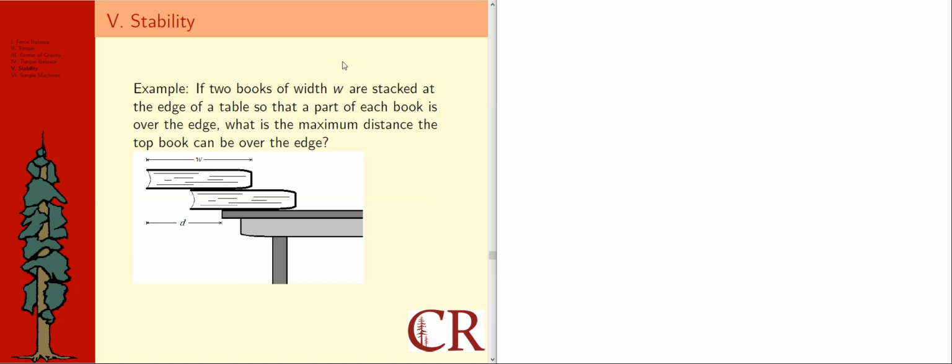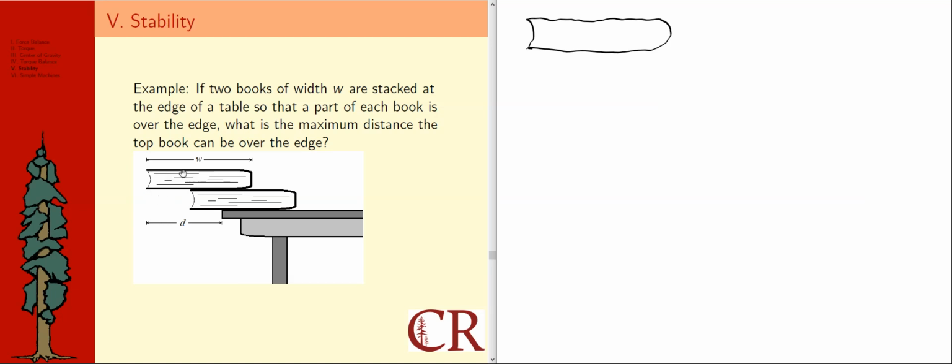So to answer this question, I think I'm going to focus on that top book first a little bit. Let me try to draw a picture of that top book here, approximately. All right, so let's say this is that top book here. And in order for it not to tip over the left edge of the book right underneath it, the farthest it could be is halfway over.